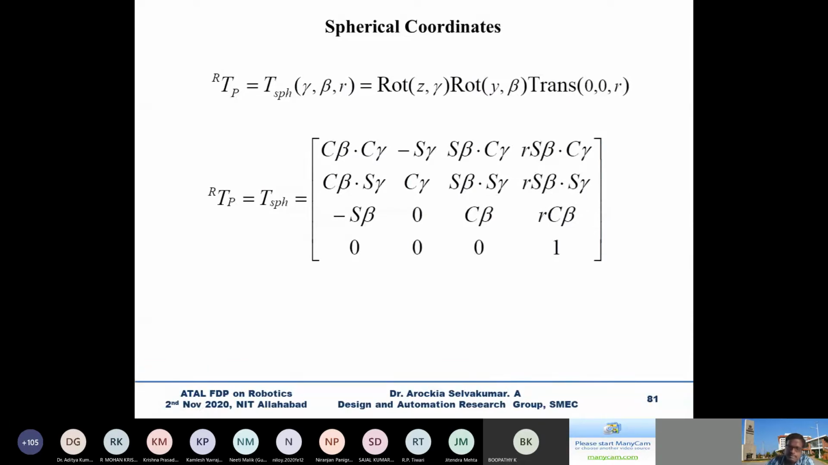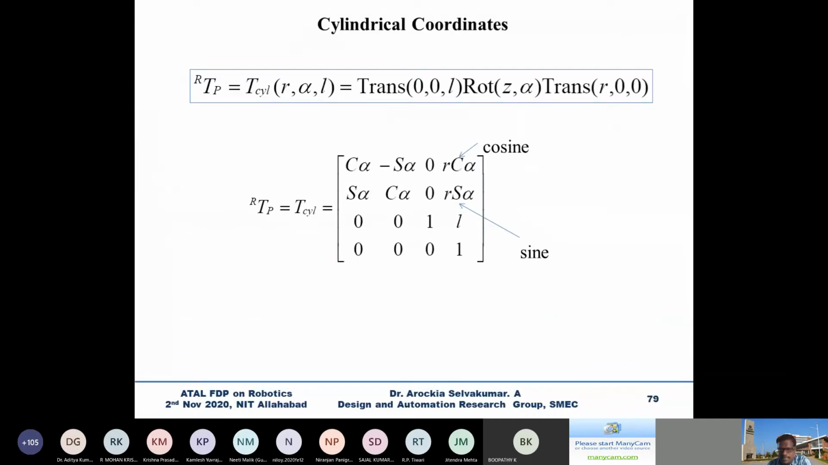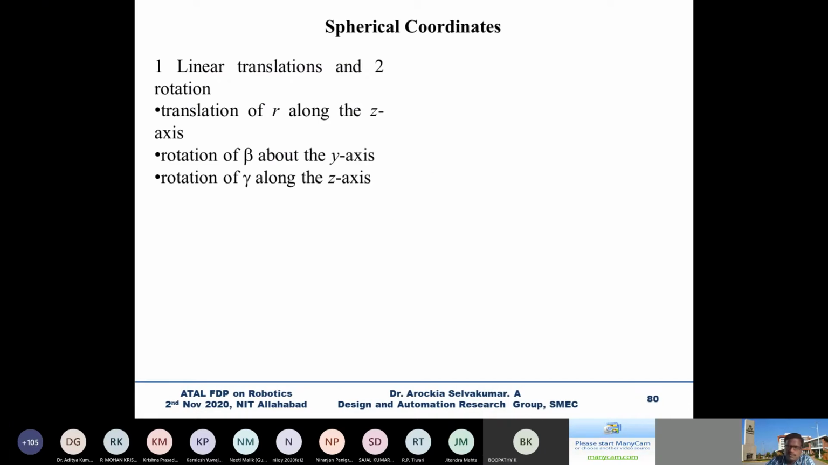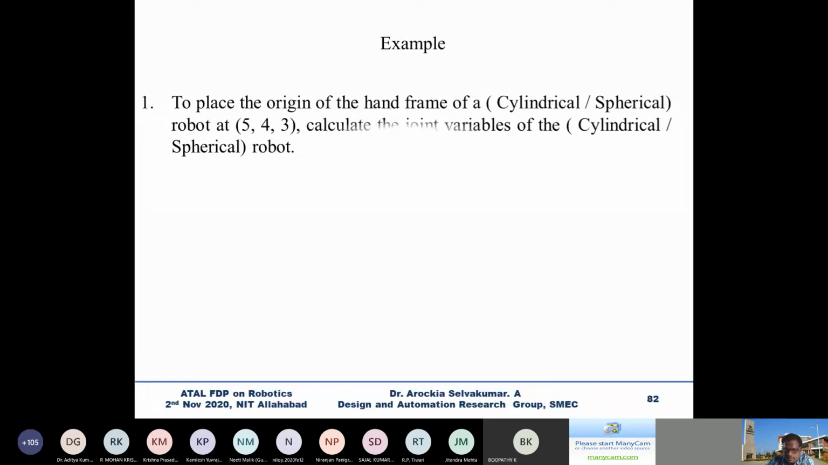Similarly, for cylindrical coordinates, these three parameters r cos alpha, r sin alpha, and L will be related to the final position of the cylindrical coordinate related robots. Okay, so that's the thing. If you have any queries after this problem solution, you can ask.